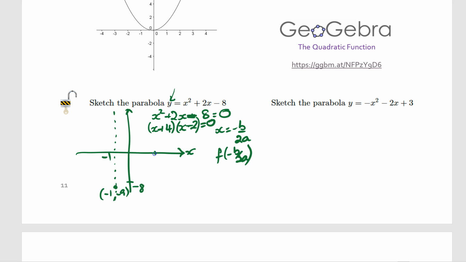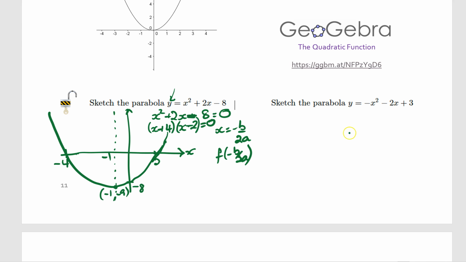So +2 is here, -4 is out here somewhere. And what we notice is that -1 is exactly halfway between -4 and +2. So our parabola in the full sketch is going to come down through 2, use your imagination, through -8, through that minimum point, and up there like that.